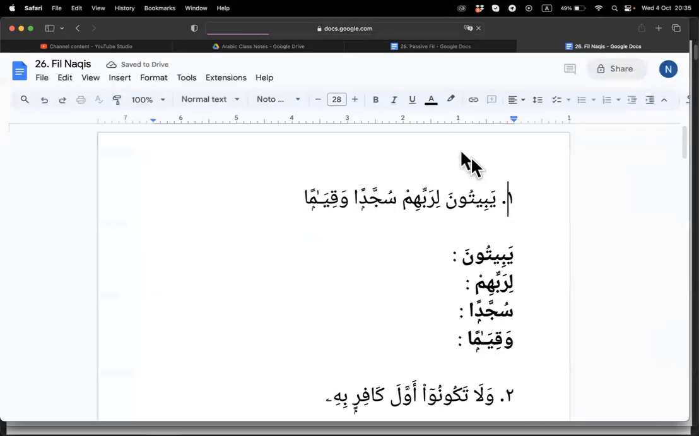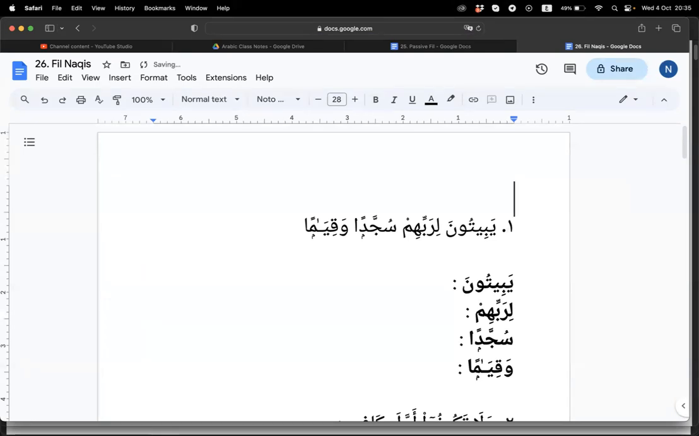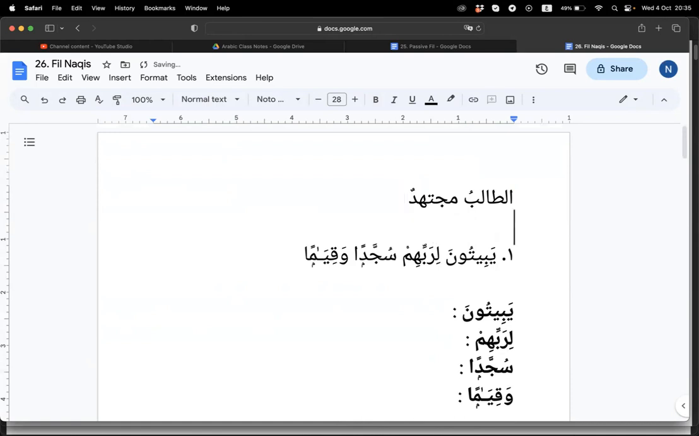So now we've seen a normal example. At-talibu mujtahidun. Famous example, right? You will see this example. The student is hardworking. So mubtada, khobar. And then before this we learned inna.